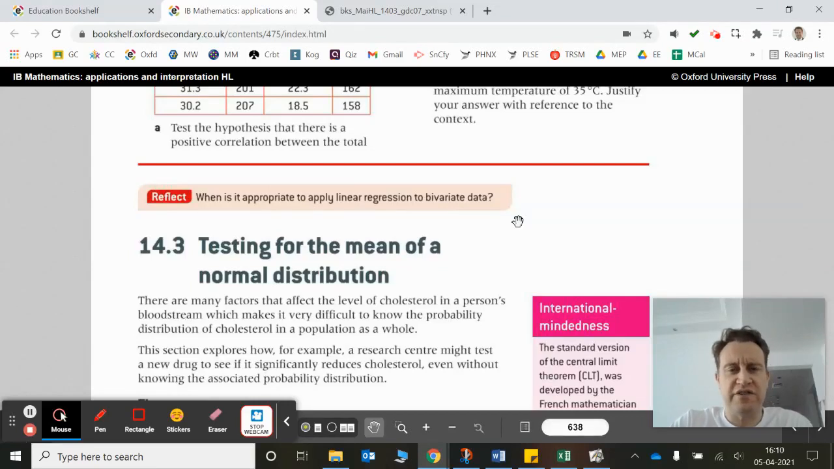Hi there, guys. This is 15F. We're about to look at the T distribution rather than the Z distribution. Now, in 15E, we did the test for the mean of a normal distribution.